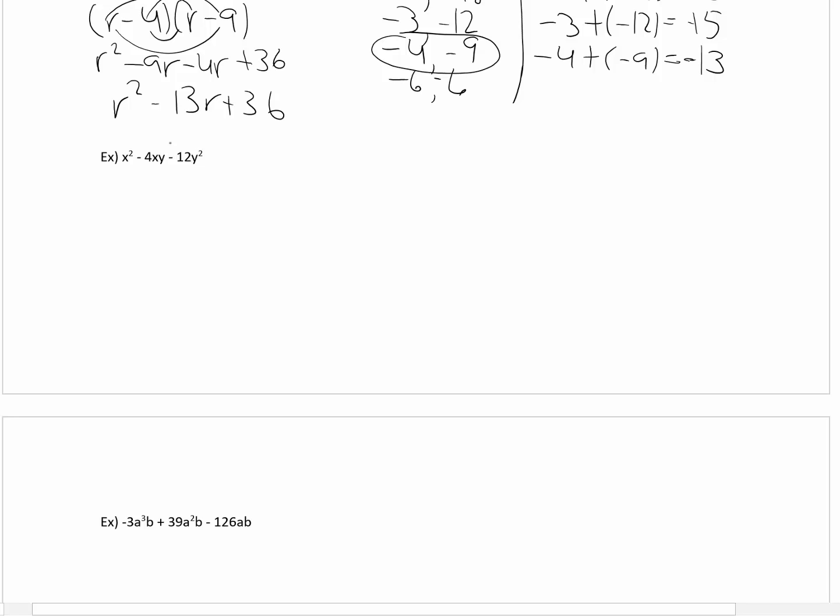So now we want to find factors of negative 12 whose sum is negative 4. Well, in order to get a negative number when you multiply, one number has to be positive and the other one is negative. So again, we want to find factors of negative 12 whose sum is negative 4. Now, you want the bigger number to be negative because we know the sum is going to be negative.